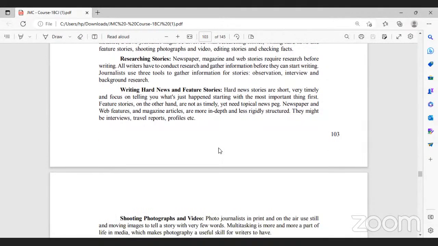As part of journalism, we have hard news, which covers all the daily routine, talking about the political and economic development and all those things.